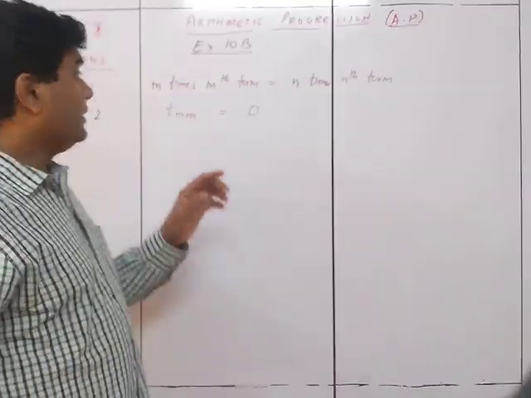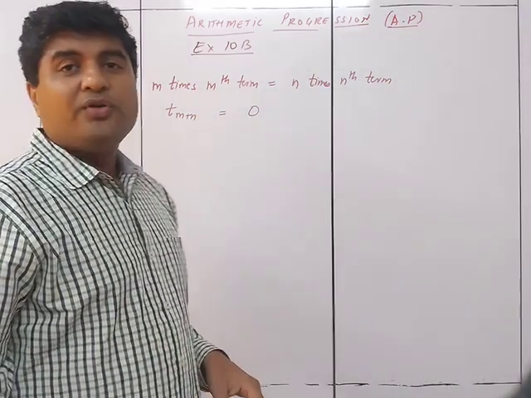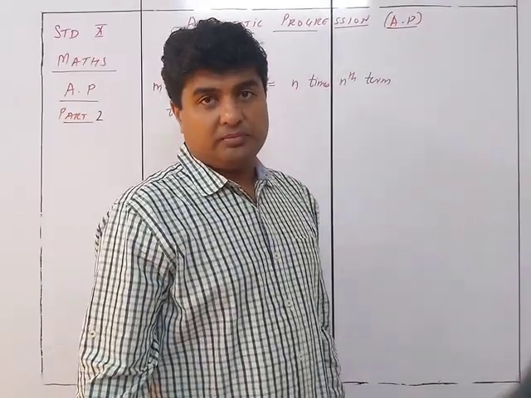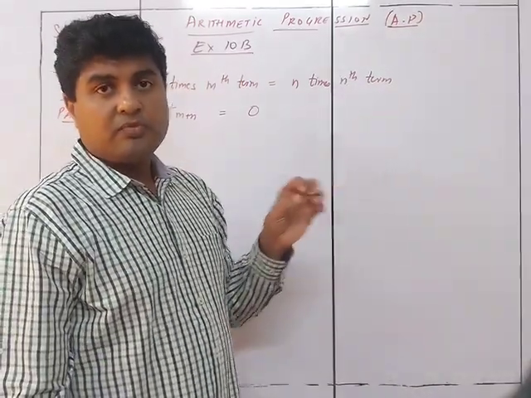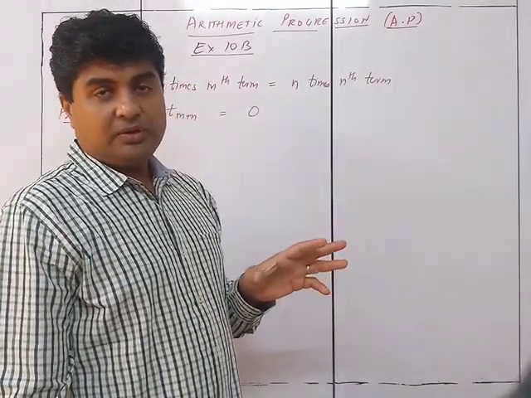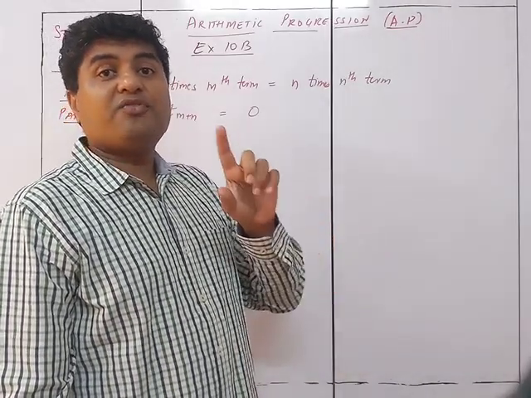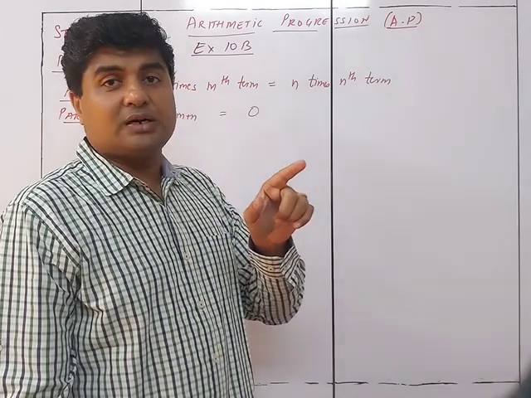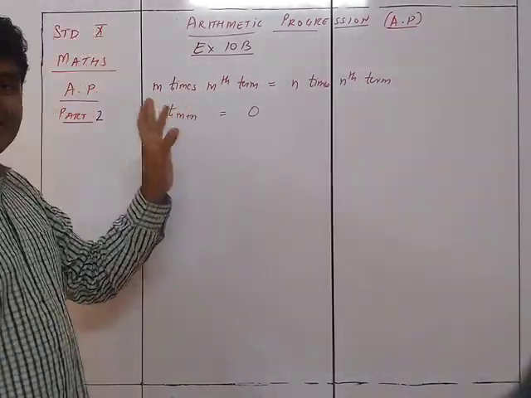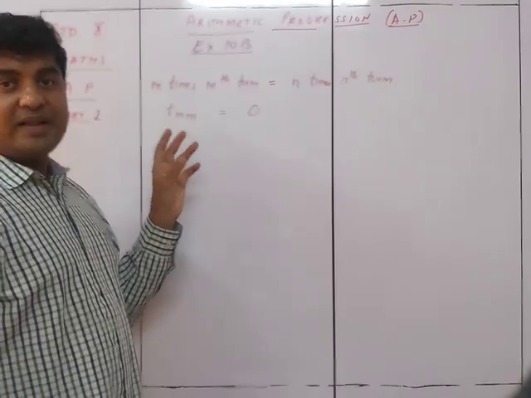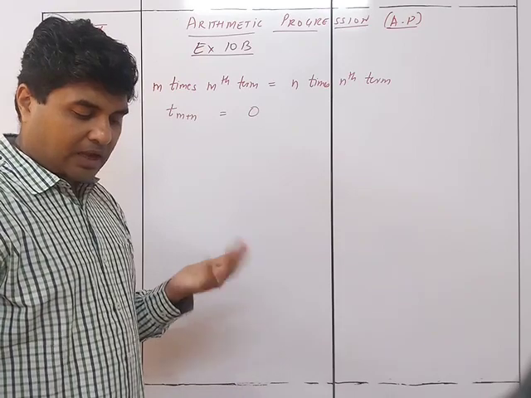Understand this. M times the nth term. Suppose I tell you 5 times the 5th term is equal to 7 times the 7th term. Then the 5 plus 7, that is the 12th term, will be 0. Understood? This is the rule, a completely calculated fact which has come up due to the AP.